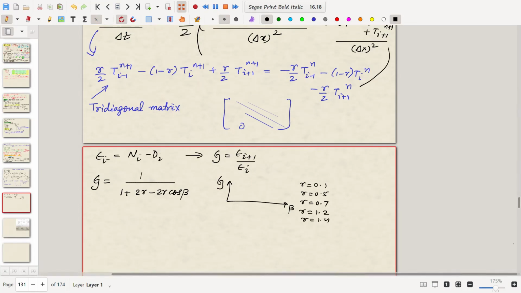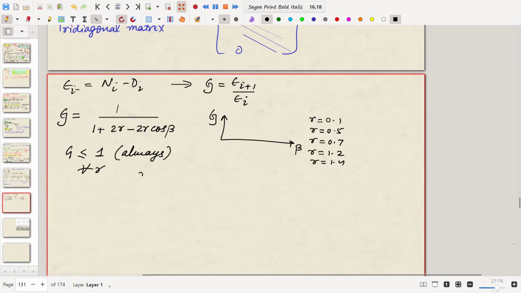You will see that in all these cases, whatever you do, G is always less than or equal to 1, for all R values. Whatever R is, where R is alpha delta T by delta X squared, for any value of R this method is giving you an amplification factor less than 1. What does it mean? For any step size delta X, delta T you choose, this method will reduce the error. The error will never grow.